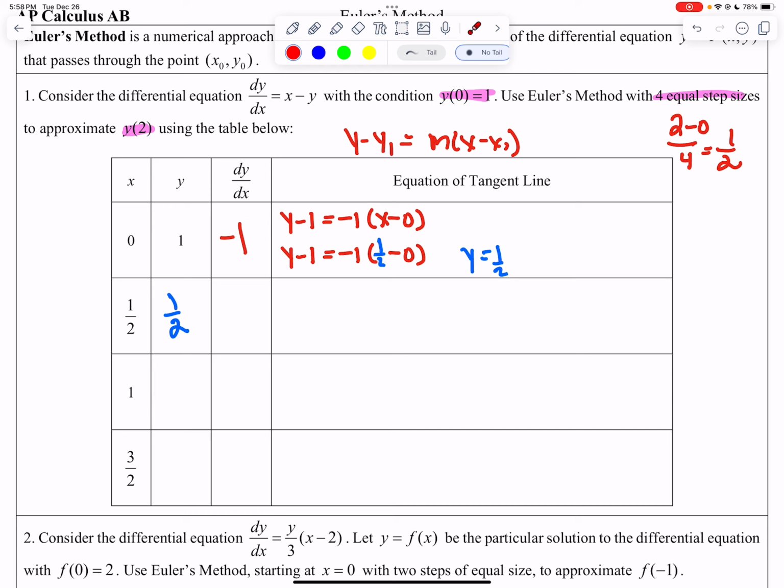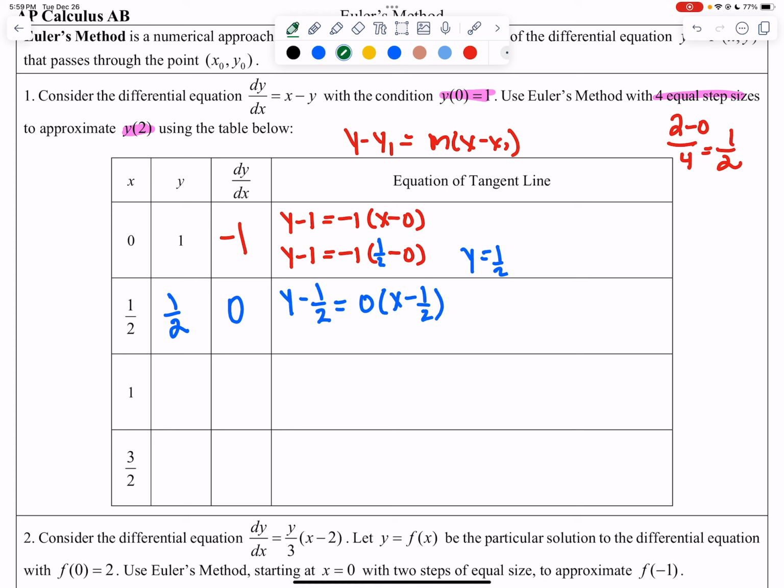Now, using this approximation of 1/2, I'm going to find the derivative with my differential equation. 1/2 minus 1/2 is 0, so this means that my slope is 0. You're going to find the equation of the tangent line using your point of 1/2, 1/2, and your slope of 0. So this means I have y minus 1/2 is equal to 0, x minus 1/2.